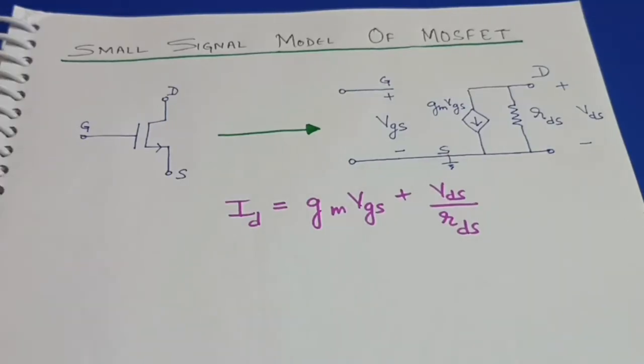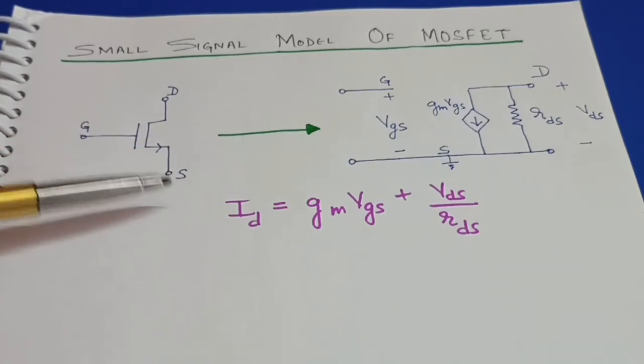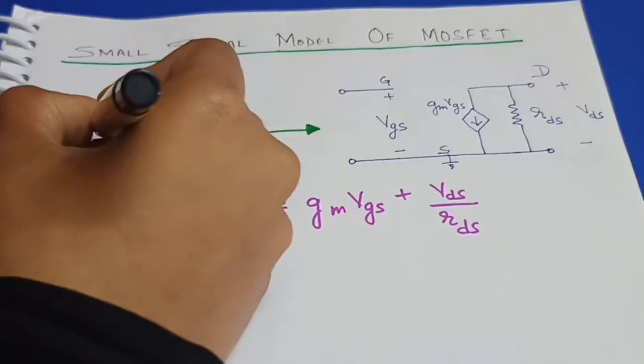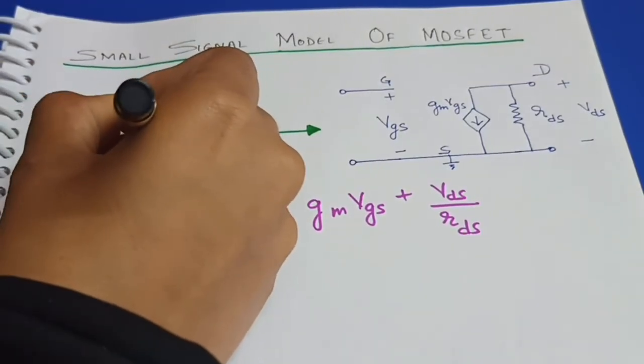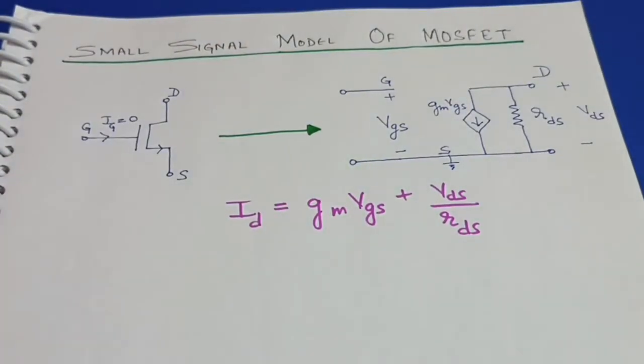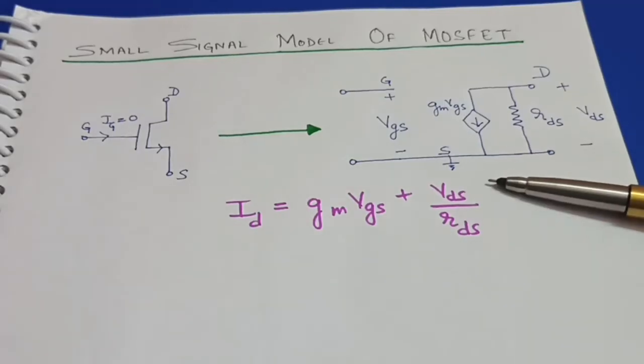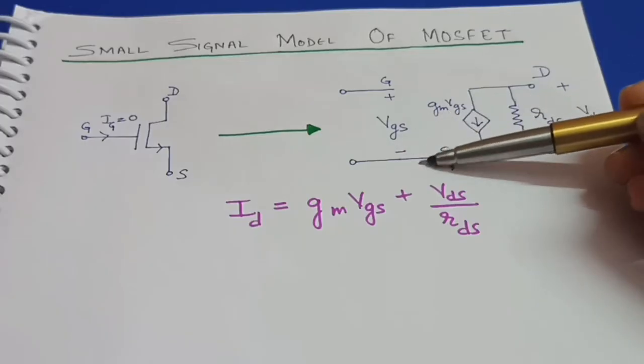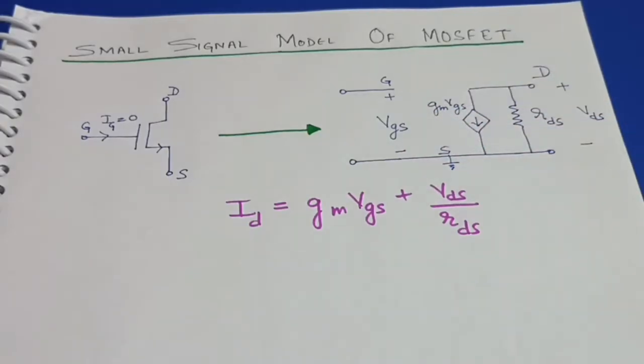Let us look at the symbol of the MOSFET. It consists of three terminals which are drain terminal, source terminal and gate terminal, right? Now, in between gate and source terminal, the oxide layer is present, because of which the gate current is 0, that is Ig is 0, right? So here I have drawn the equivalent circuit in which the gate current is 0, that is there is open circuit between gate and source terminal.